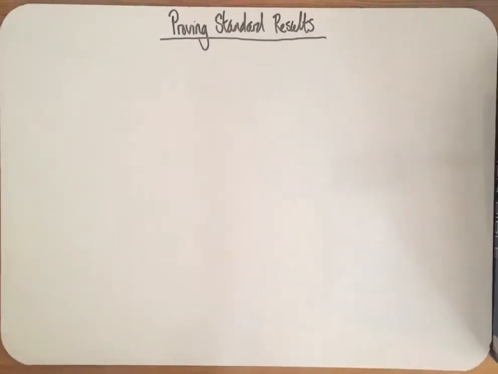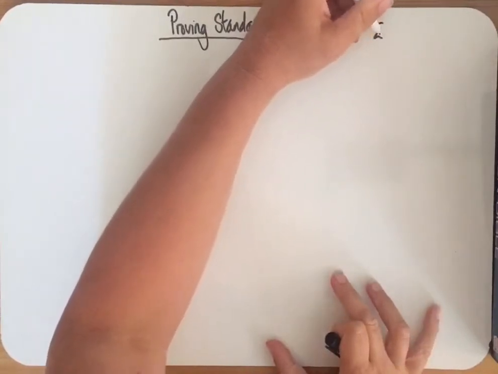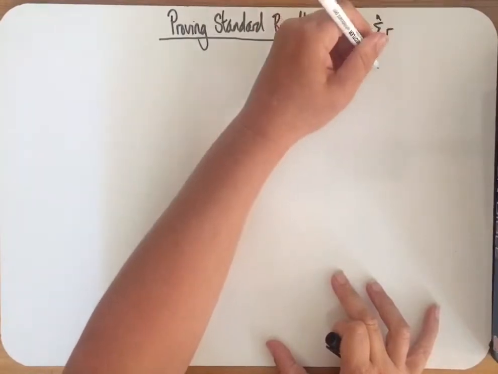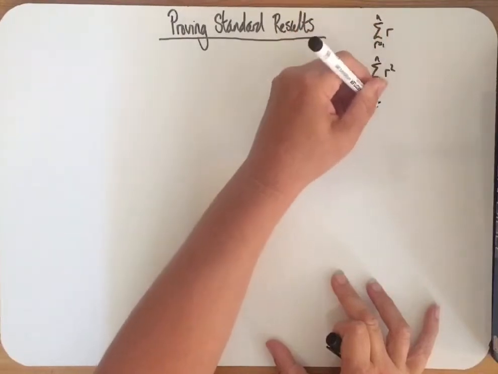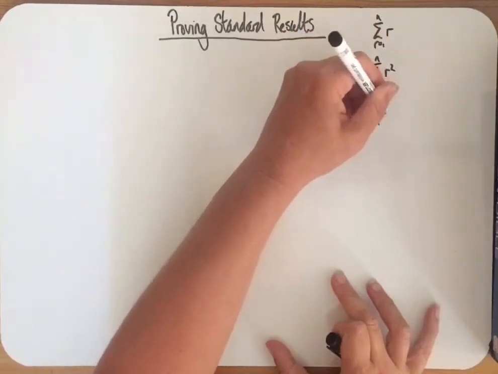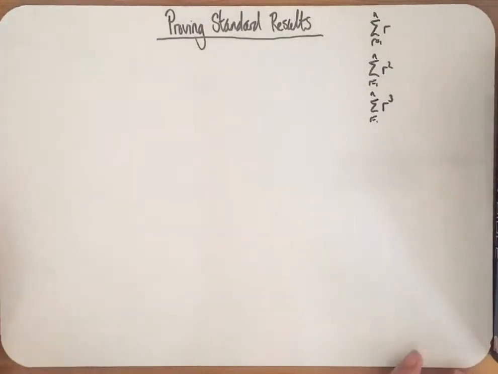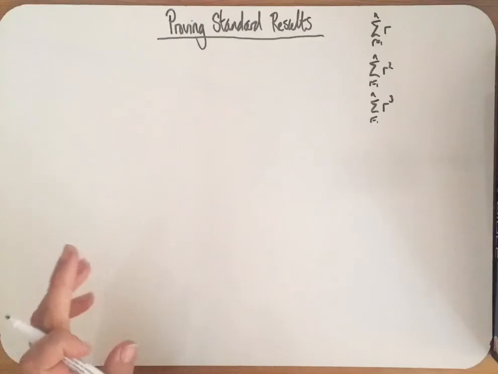Okay, so on your specification, you should be able to use methods of differences to prove standard results. By standard results, we're looking at the sum from r equals 1 to n of r, the sum of r squared, and the sum of r cubed. So I'm going to do this one. You will be led through them, so you won't actually have to remember a method as such for each one, and each time they'll come out slightly differently.